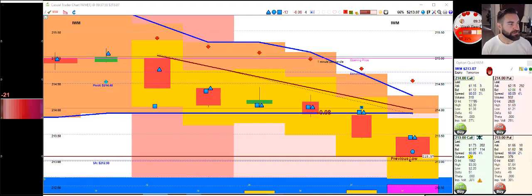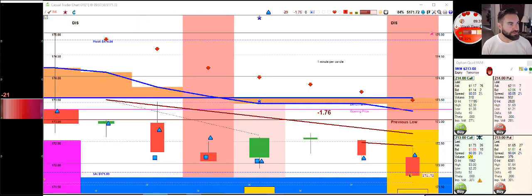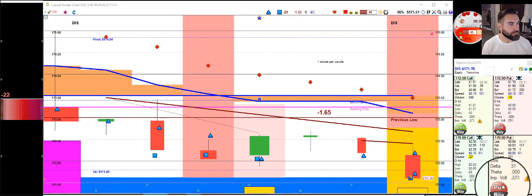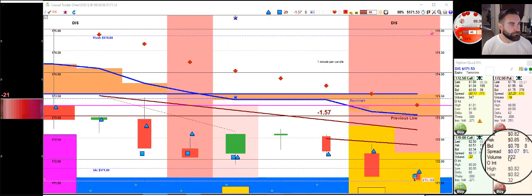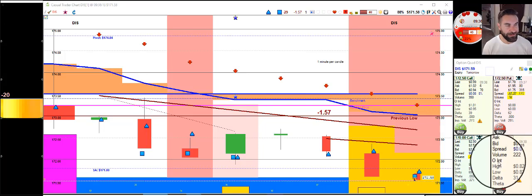IWM went down, touched previous low. And what I'm looking for is a nice fresh move. Maybe Disney here. See which way it goes. Okay, 171.50. Just doesn't have a lot of volume on Disney. It doesn't have that look of follow through.